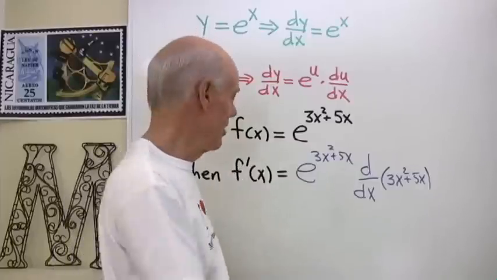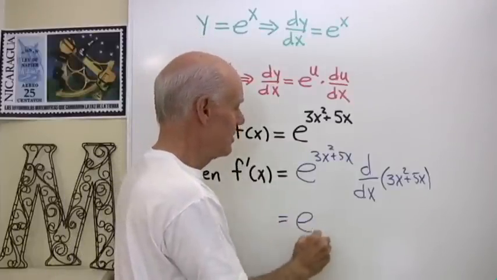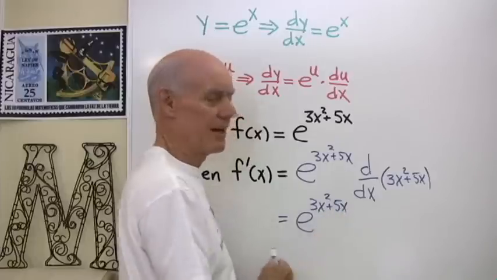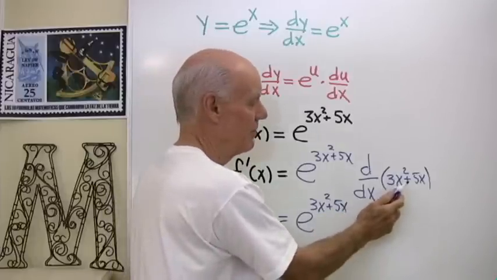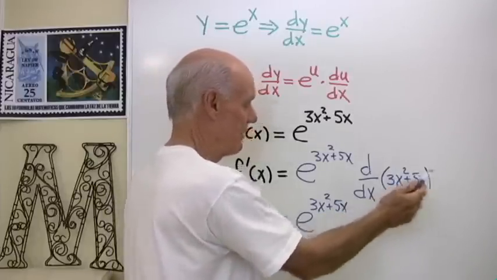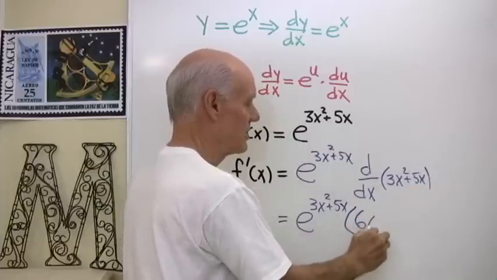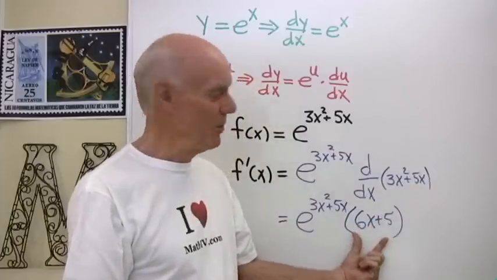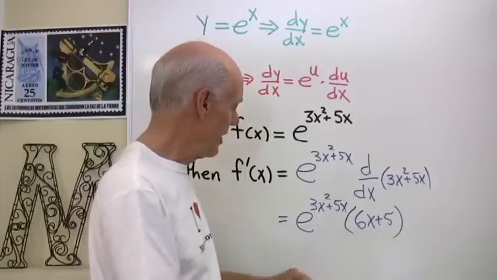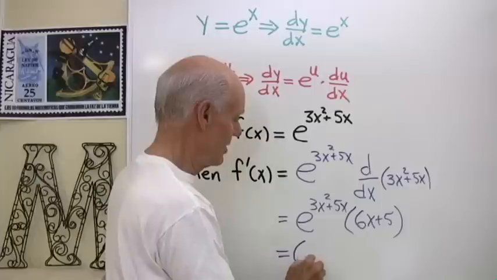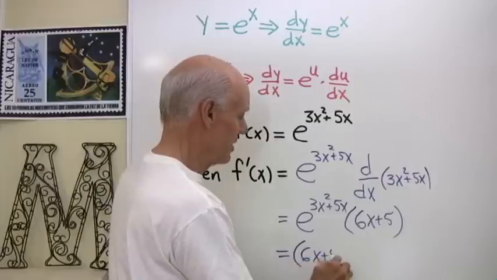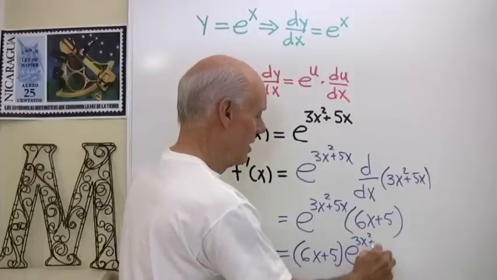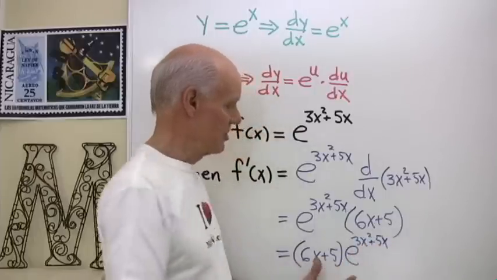Now I just go ahead and differentiate, pretty easy. E to the 3x squared plus 5x, there's that exponent, times the derivative with respect to x of 3x squared plus 5x, that's just going to be 6x plus 5, right? So I just differentiate, very simple. And now I think I'll write this polynomial out in front, it's just a little easier to read that way. 6x plus 5 times e to the 3x squared plus 5x. Okay, so there's our answer.